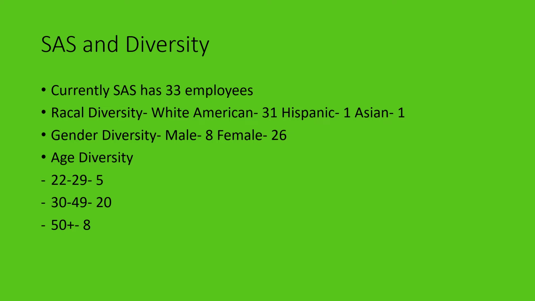On age diversity, we see probably the biggest spread of diversity within Student Account Services. As you can see, we have people from all ages and ranges, but the biggest concentration is in the 30 to 49 group, which accounts for 20 of our 33 employees. And then below the age of 30, we've got 5 employees, 4 full-time and then our student worker, and 50 plus, we have 8.